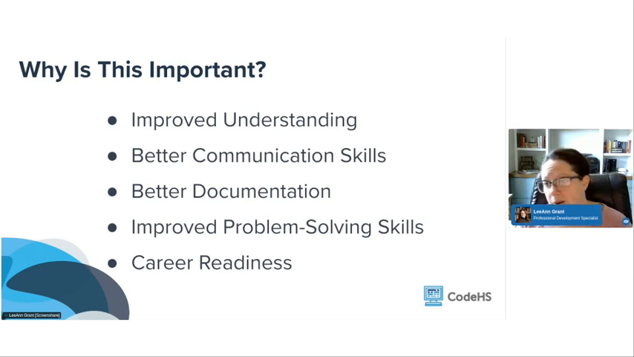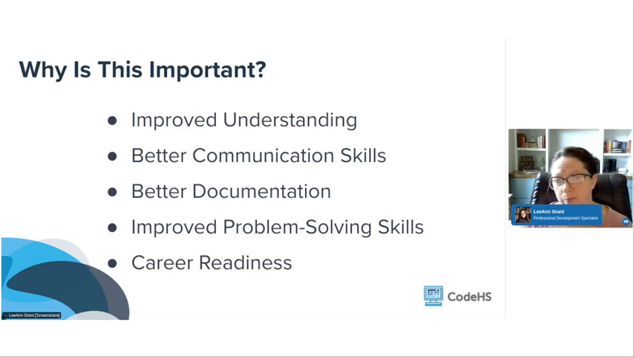Another one is better communication skills. So we're able to force our students to communicate effectively using their code and something that they're doing. And that's a really important skill for computer science students because it allows them to collaborate more effectively with other students and then share ideas out.